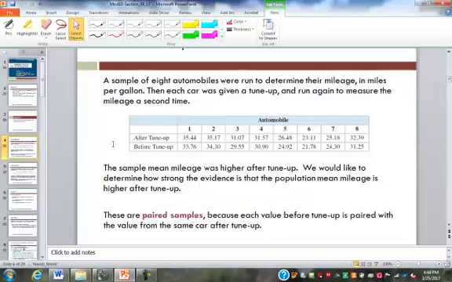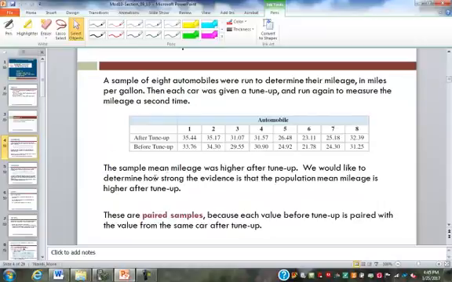So a sample of 8 automobiles were run to determine their mileage in miles per gallon. Then each car was given a tune-up and run again, and the mileage was measured a second time. So here what we have is a single sample that's been used for two treatments. The first treatment was no tune-up, before the tune-up, measured the miles per gallon, and then they performed the tune-up and measured the miles per gallon a second time. This is typical of a paired sample where you have a before sample and an after sample.